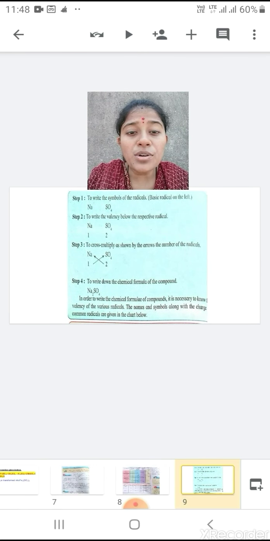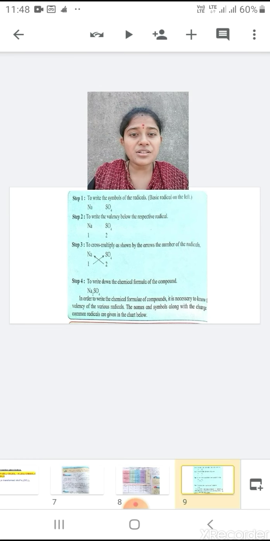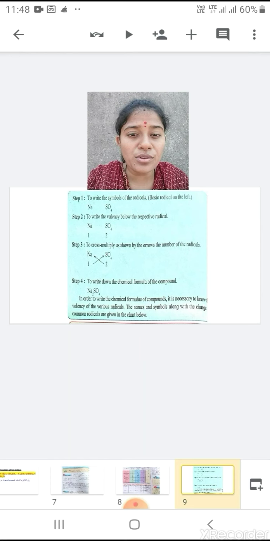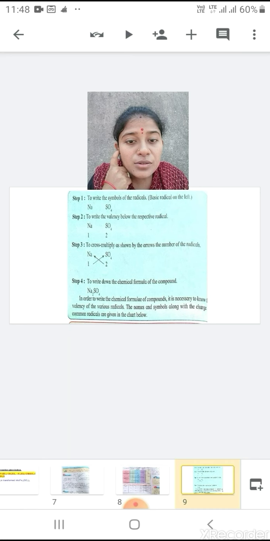We have also studied how to write the chemical formula of a compound, if you remember, isn't it? First we used to write the symbols of the radicals. You can see the example very nicely. If you want to write the formula for sodium sulfate, we know sodium is Na, sulfate is SO4. Then the second step is to write the valency of the respective radical. Sodium, the valency is 1, and sulfate, the valency is 2. And then you cross multiply as shown by the arrows. Yes, we have done this in 9th standard.